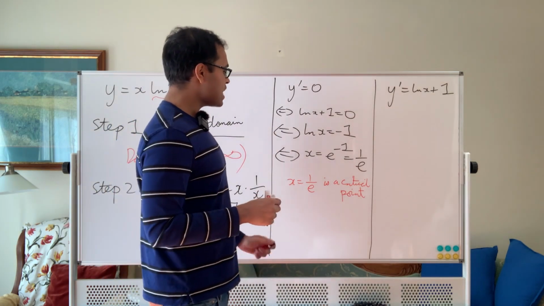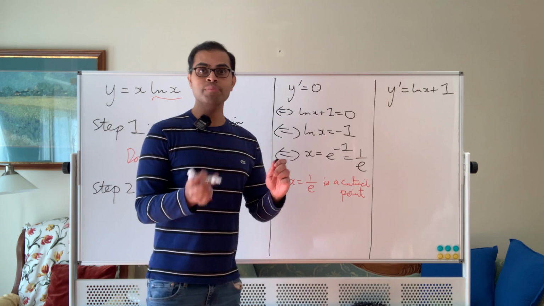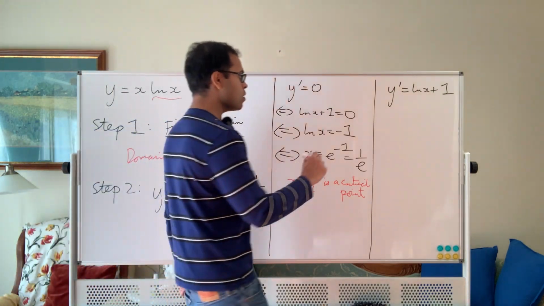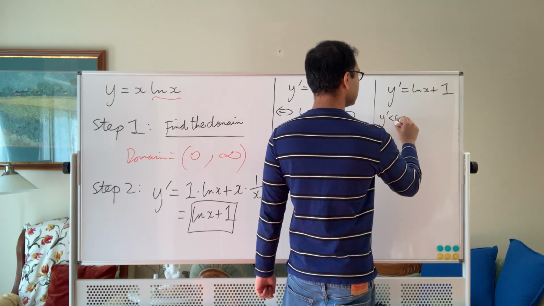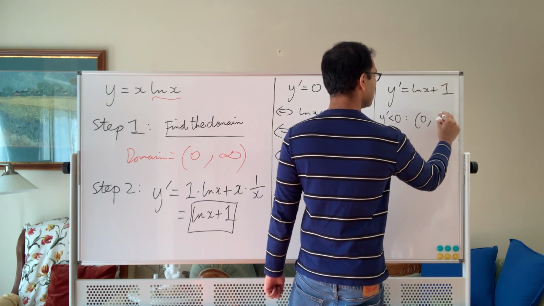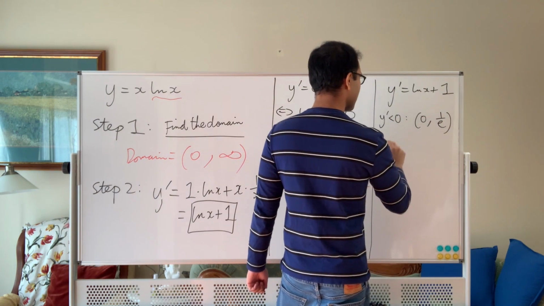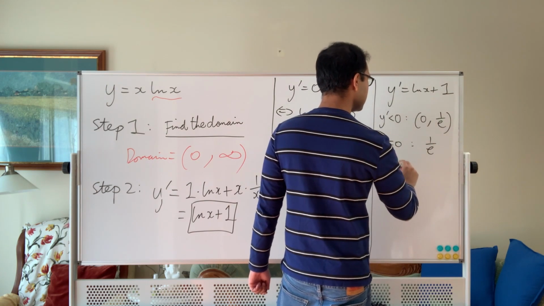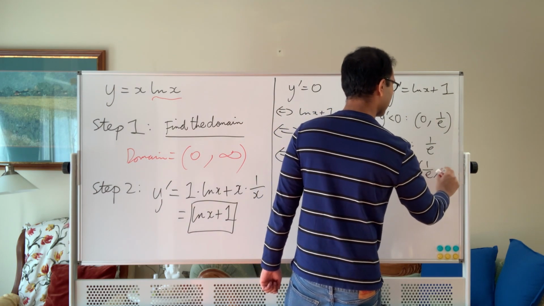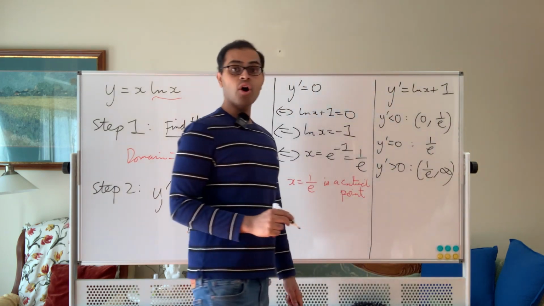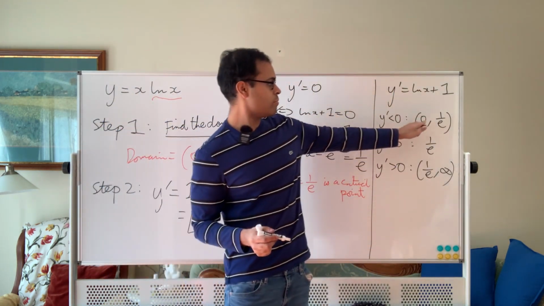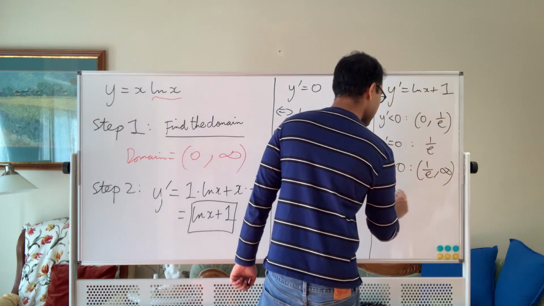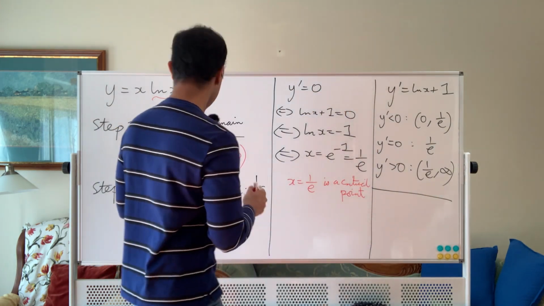So you know that the sign chart of y prime is going to be negative and then positive. It's going to switch at 1 over e. So y prime is less than 0 on the interval 0, 1 over e. Y prime is equal to 0 at 1 over e. And y prime is greater than 0 on the interval 1 over e, infinity, which is all numbers greater than 1 over e, and all numbers less than 1 over e give less than 0.